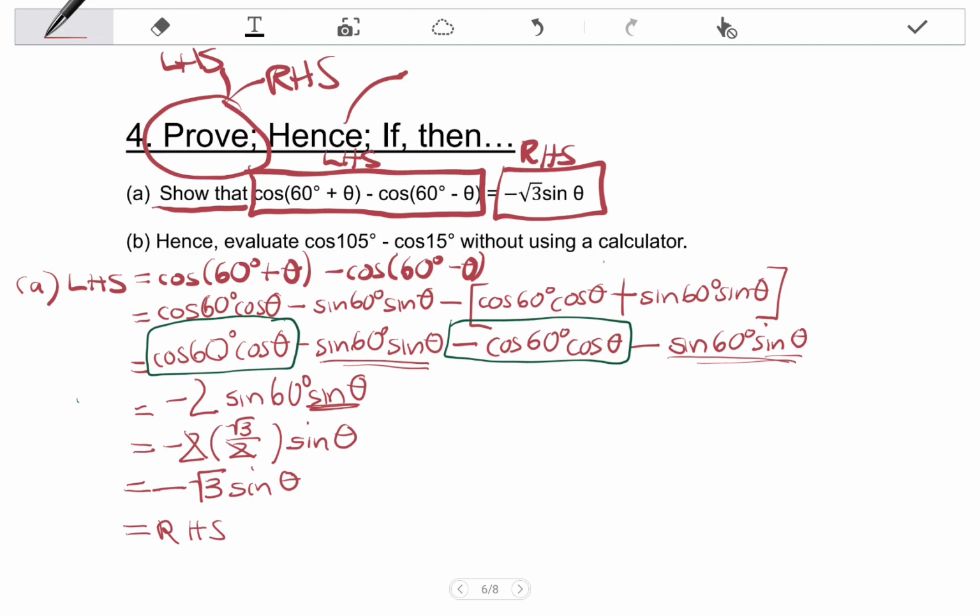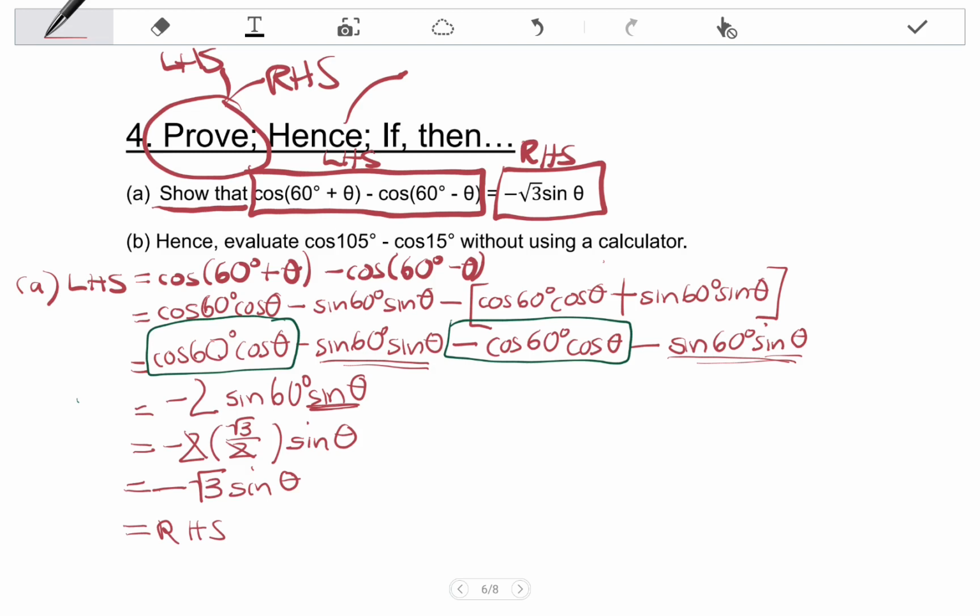Sometimes you will have to work on both the left-hand side and the right-hand side to simplify them to the same value. Sometimes you start with the right-hand side and you work it to be the left-hand side. So you're not limited to always have to work with the left-hand side. It just worked well in this example.